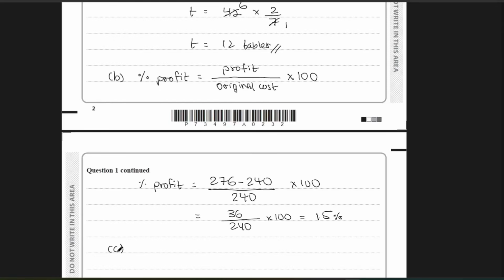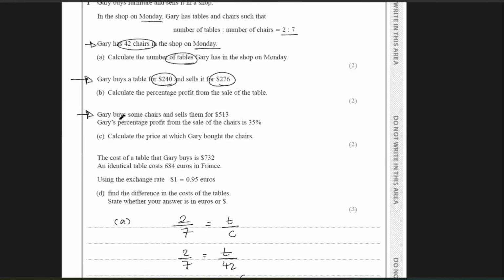Let's move on to question C. So let's read question C. Gary buys some chairs and sells them for $513. So that's the selling price of the chairs. Gary's percentage profit from the sale of the chairs is 35%. So he is already making a profit of 35% by selling these chairs. Calculate the price at which Gary bought the chairs.